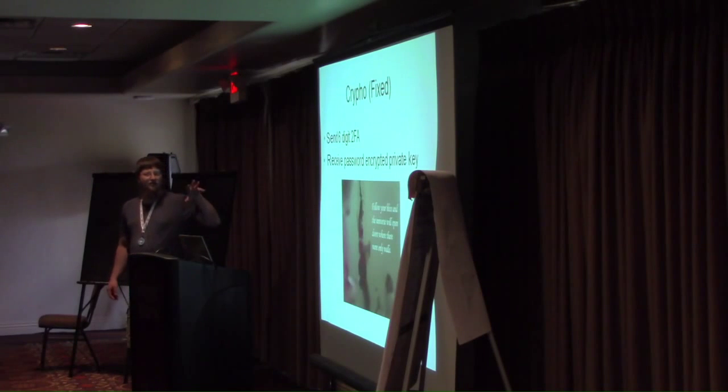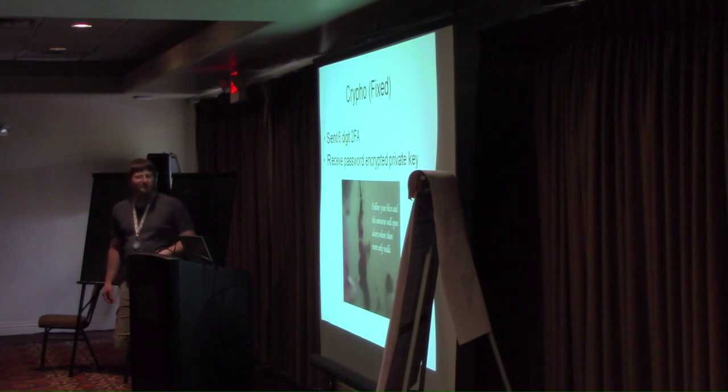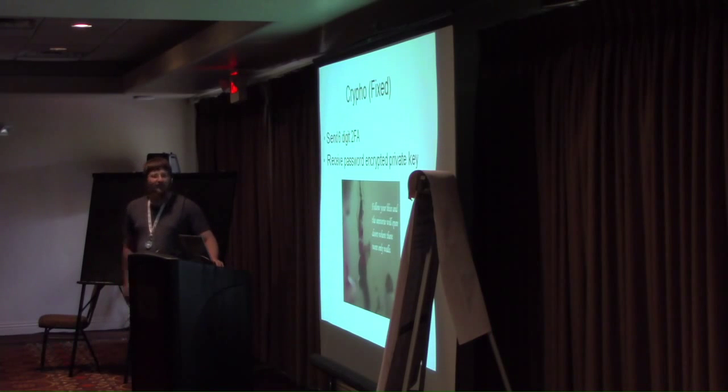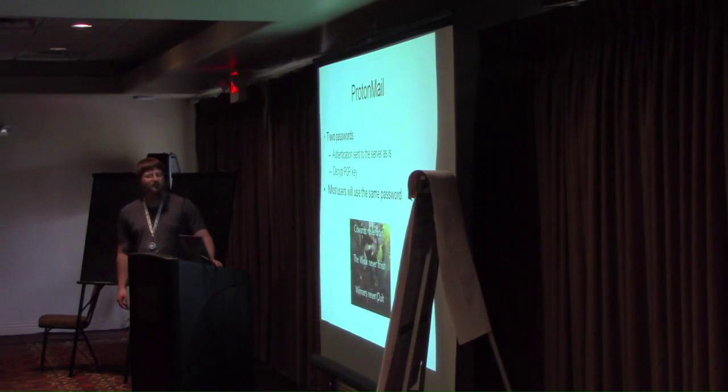So I'm going to go quickly over these, but these were just some of the things that I found. Crypho, to get the password encrypted private key, all you needed was a 6-digit code, like a top key, I forgot. So that's now fixed. There was no rate limiting or anything.